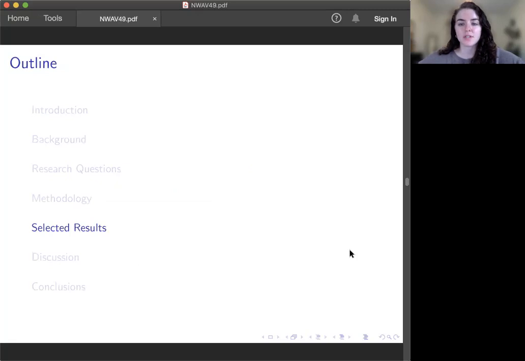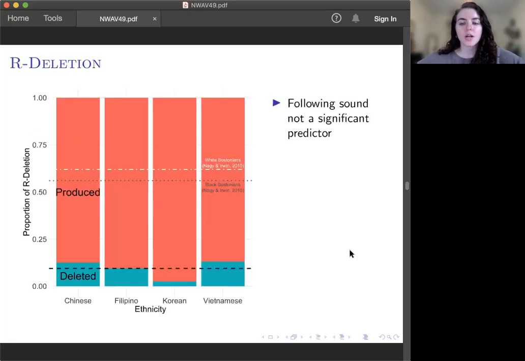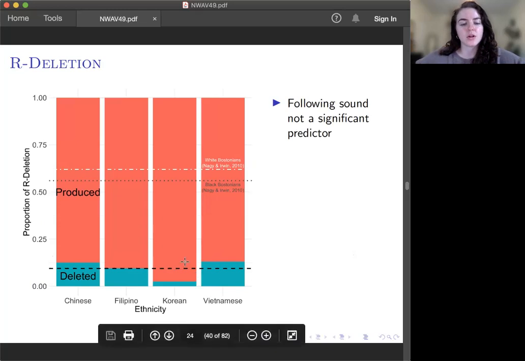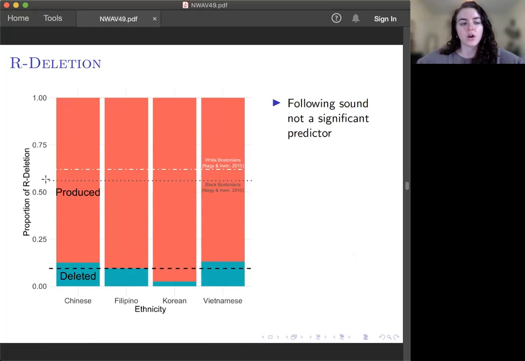Now to the selected results. Participants did delete R, as you can see from this visual, but this was not a site of major sociolinguistic variation for our 8 speakers. So as you can see here, their deletion rate for the speakers in the present study was about 9.4%, which is drastically different from the rates of R deletion from Black Bostonians and white Bostonians in previous research.